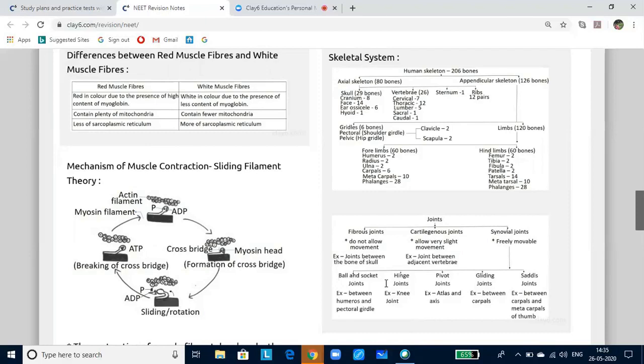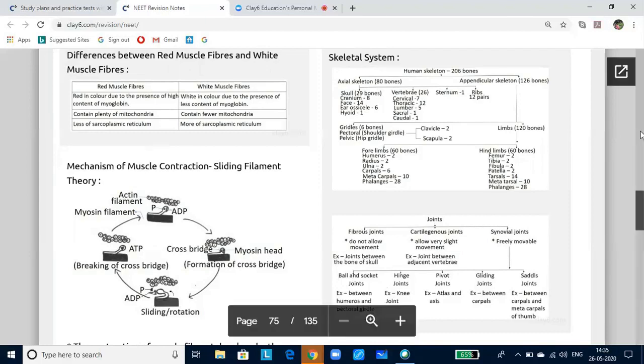Now let us look into the human skeletal system. The total number of bones in the adult human is 206. The axial skeleton is composed of 80 bones. The appendicular skeleton consists of 126 bones. The number of bones in the skull of a human is 28, that is, cranium bones 8, facial bones 14, and ear ossicles 6. The skull bones fit together by sutures.